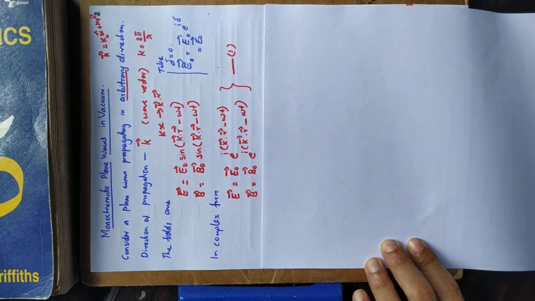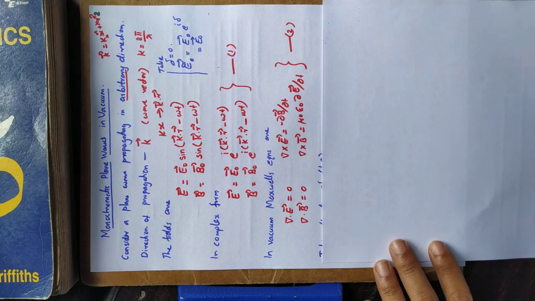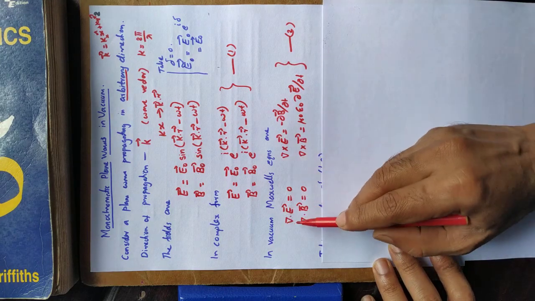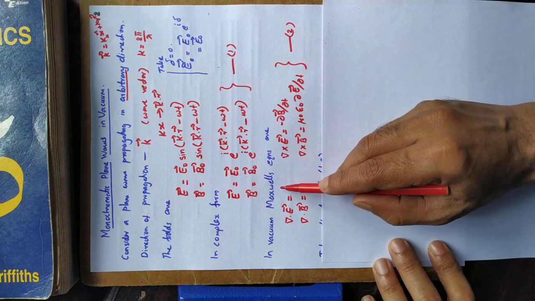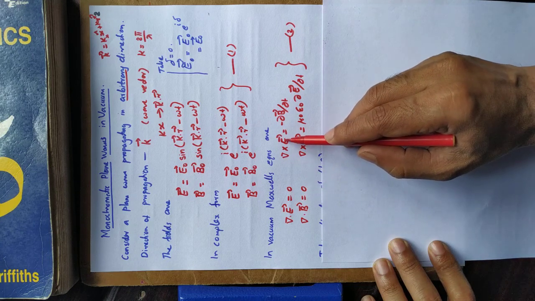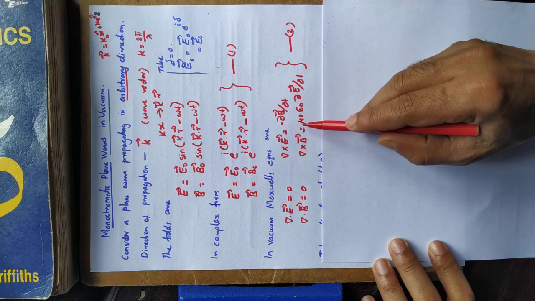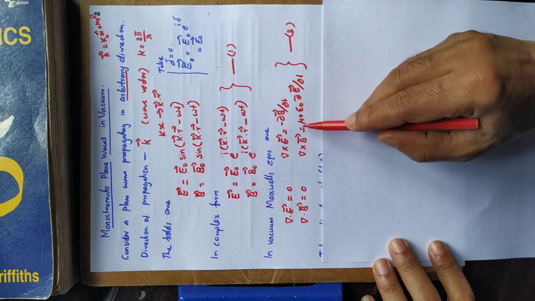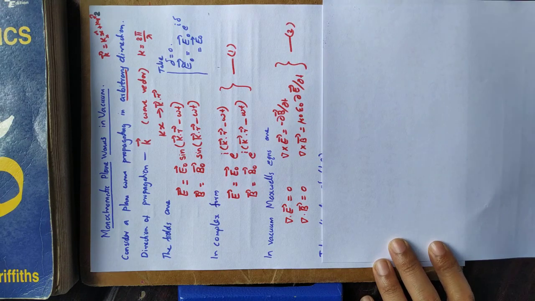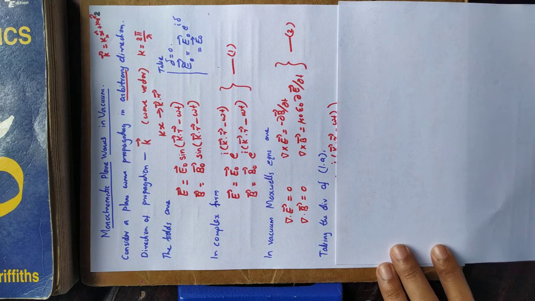That is equation 1. Now we have Maxwell's equations in vacuum: del dot E is equal to 0 since rho is equal to 0, del dot B is equal to 0, Faraday's law, and del cross B is equal to mu 0 j, which is 0, so the first term is 0. So Ampere's law with Maxwell's modification.